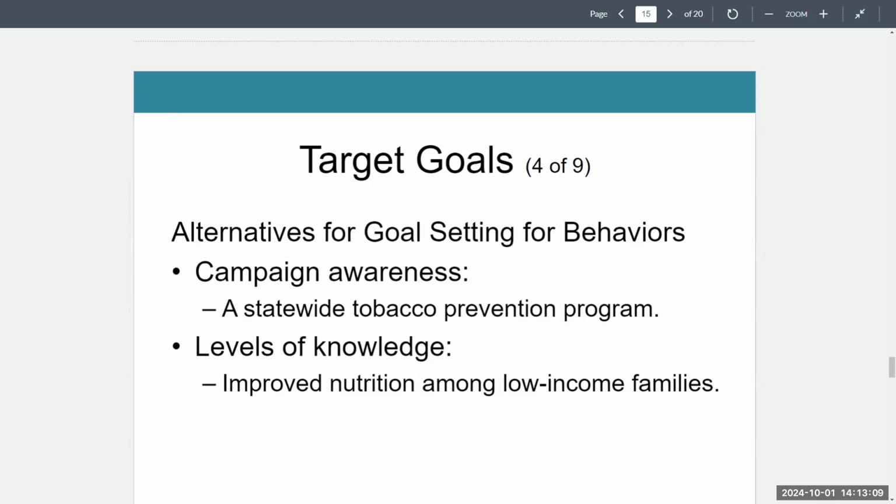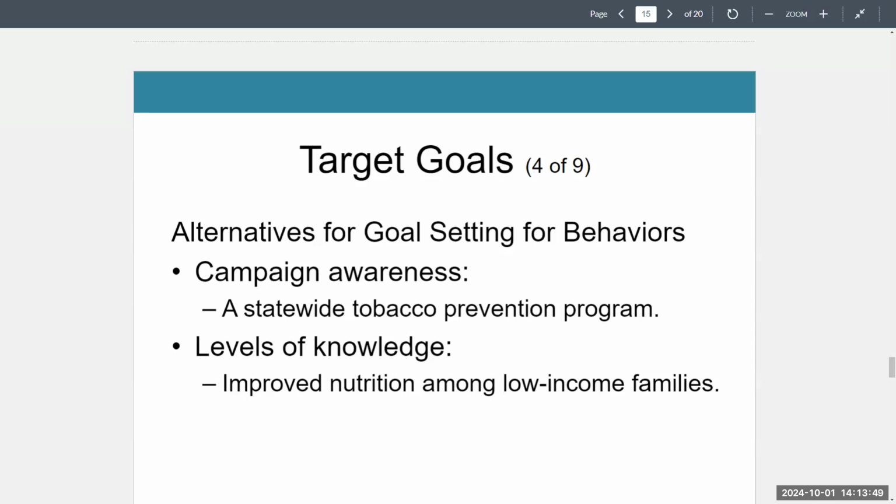So alternative goal setting approaches for behavior, we're going to start with campaign awareness. Campaign awareness goals focus on increasing the visibility and the recognition of your campaign among the target audience. And this is often used in statewide or national public health campaigns. So for example, with a statewide tobacco prevention campaign or program, you might set goals to achieve a certain level of awareness among the general population that is smoking, okay? So your goal would be campaign awareness.